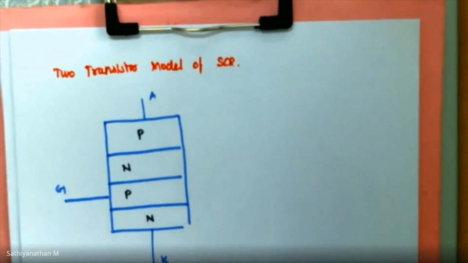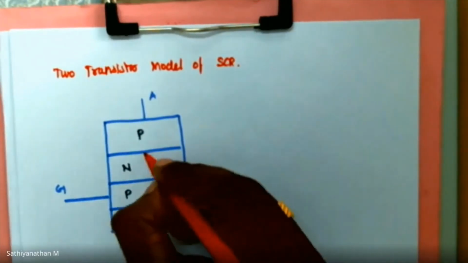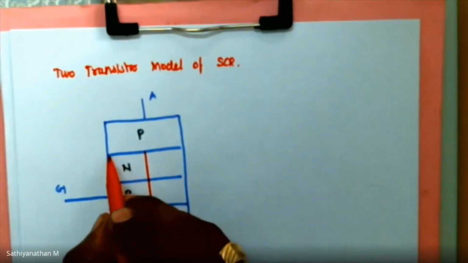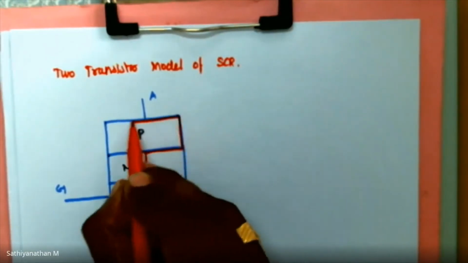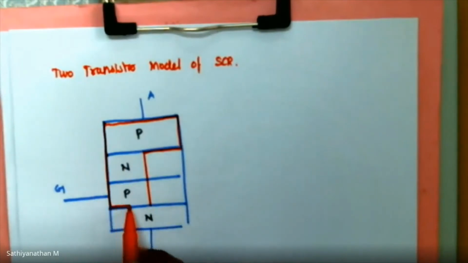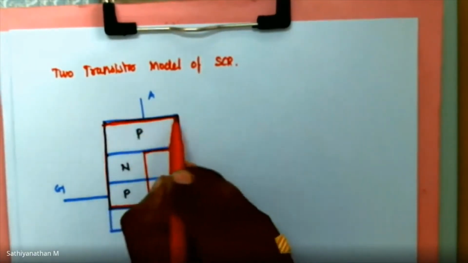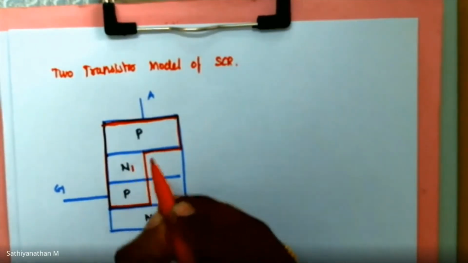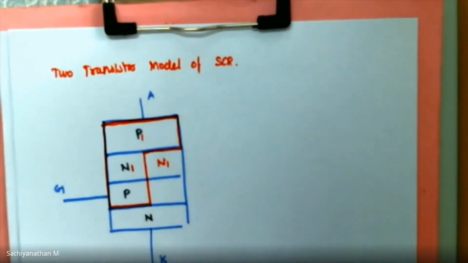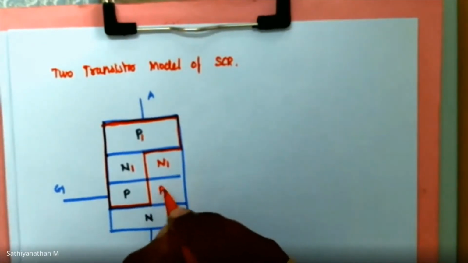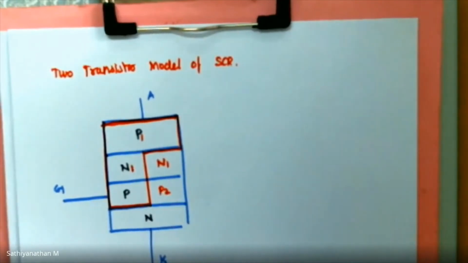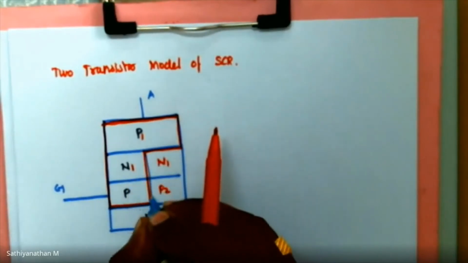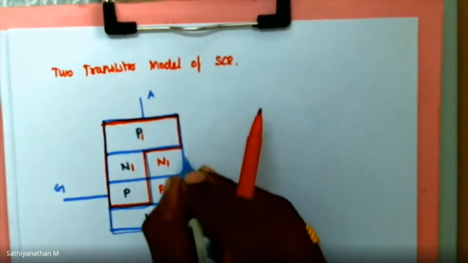We can split this entire structure into 2 halves. This is called the PNP structure. If you look at this structure alone, you have PNP. This is called a PNP transistor. And the second half is NPN. You can see the structure here. So this is NPN.